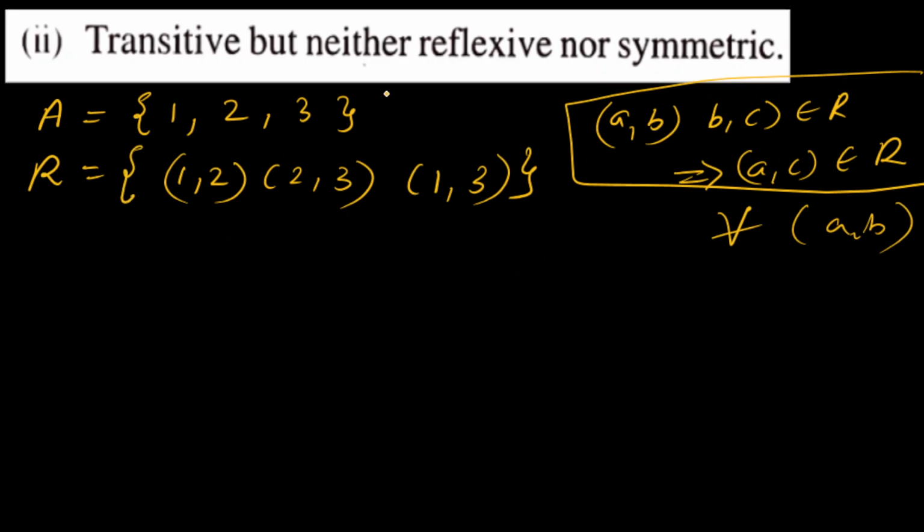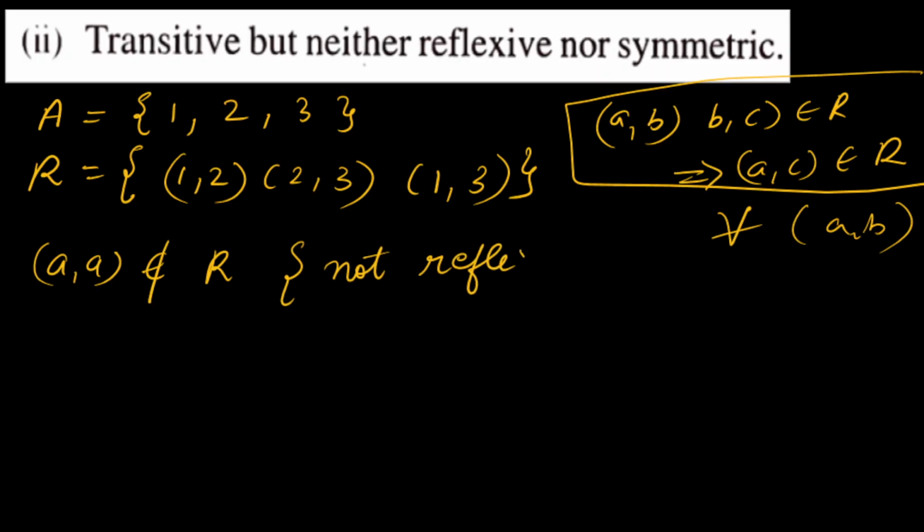But here we have to write the reason also why this is not reflexive and not symmetric. For reflexive, we know we need elements of the type (a, a). All of these do not belong to R, that means (1, 1), (2, 2), (3, 3) do not belong to R, which means this relation is not reflexive.